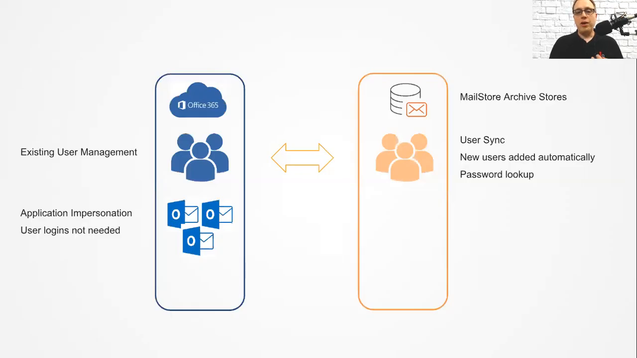So I just want to talk about how MailStore works with Office 365, because I think sometimes the integrations can be overlooked. So what I've got here is just a very basic setup. When we're talking about archiving Office 365, whether it's MailStore Server or even SPE, the model is exactly the same. The starting point is user synchronization.